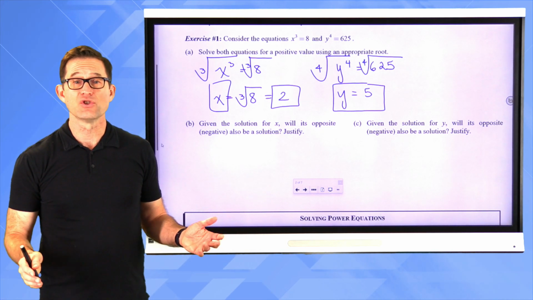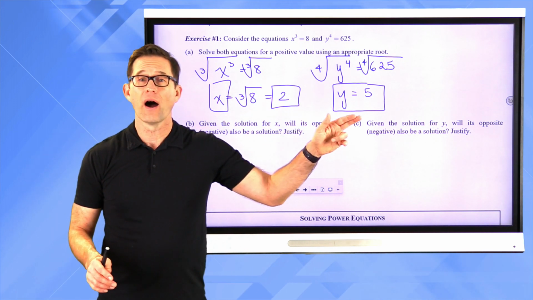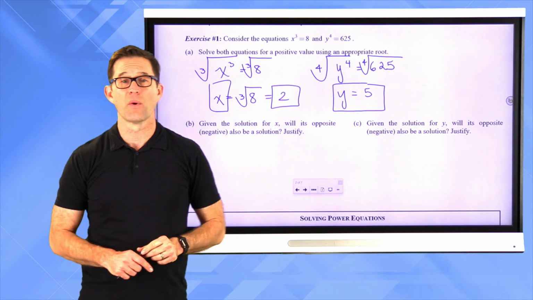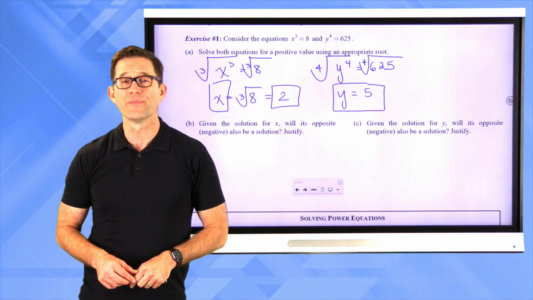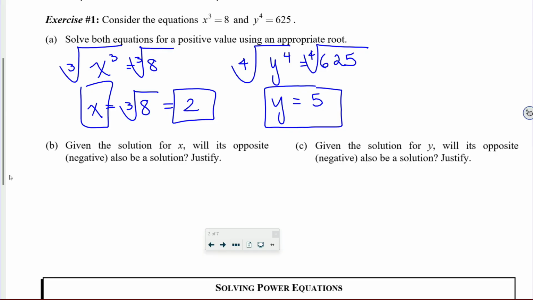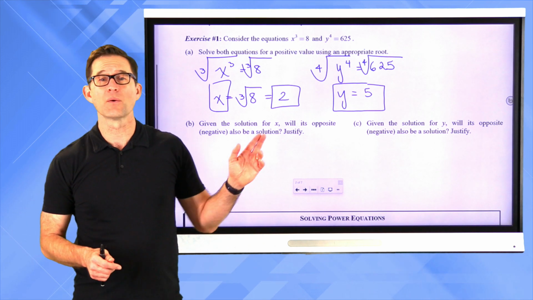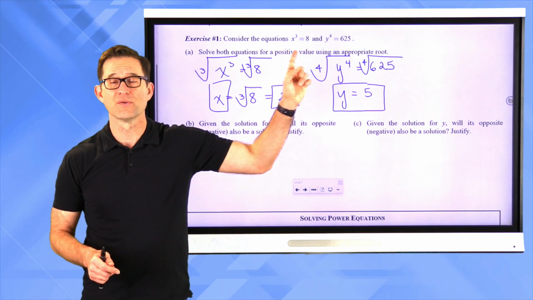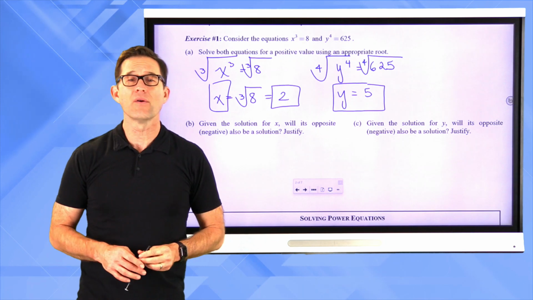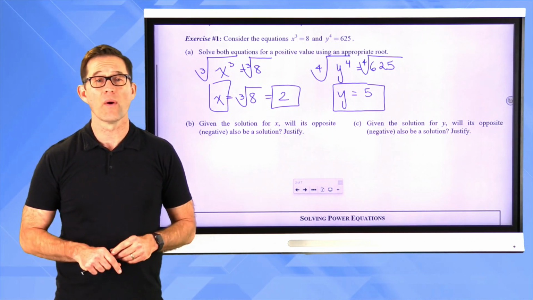Of course, you could check those by doing 2 raised to the third and getting 8, and 5 raised to the fourth and getting 625. So what's the point? Let's take a look at letter B. Given the solution for x, will its opposite, its negative, also be a solution? Justify. What I'm asking is, will x equals negative 2 also solve that equation? Pause the video now, think about it, and justify your yes or no answer.